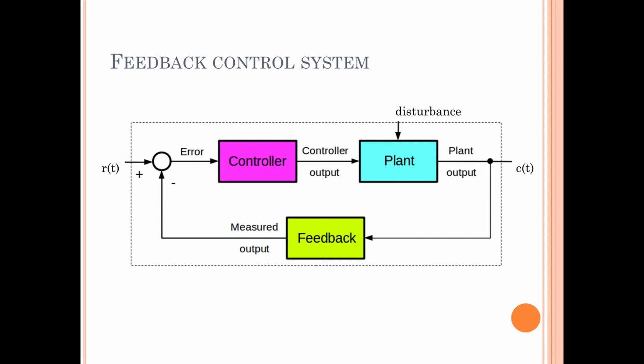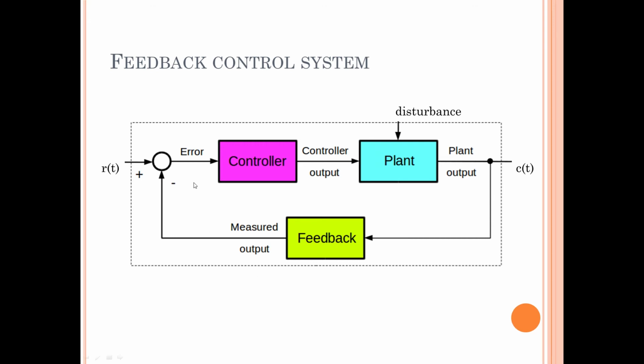Now, in that system, there was no feedback. As there is no feedback, that type of system is known as an open loop system. And then it is a closed loop system when we use feedback in the control system.